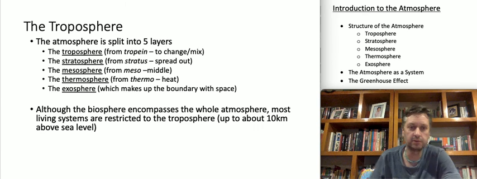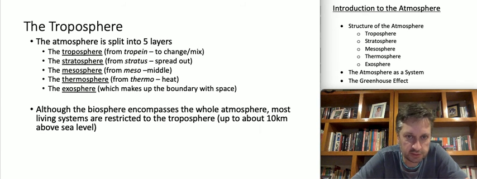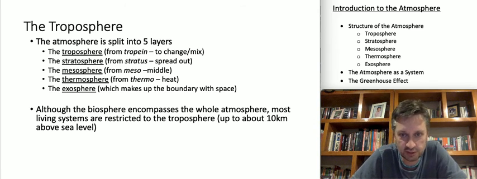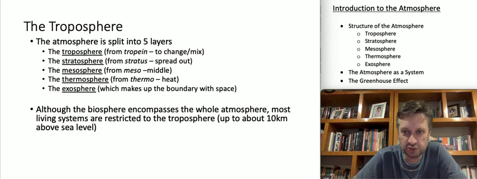Okay, moving on again. These are the layers again: troposphere, from the word tropein, to mix. Stratosphere, from the word stratus, which means spreading out. Mesosphere, meaning the middle layer. Thermosphere, the heat layer. And exosphere, the outer layer or the boundary with space. Although that probably extends a few hundred kilometres above the surface of the Earth, life, or the biosphere, is restricted to the innermost 10 kilometres, which is the troposphere.